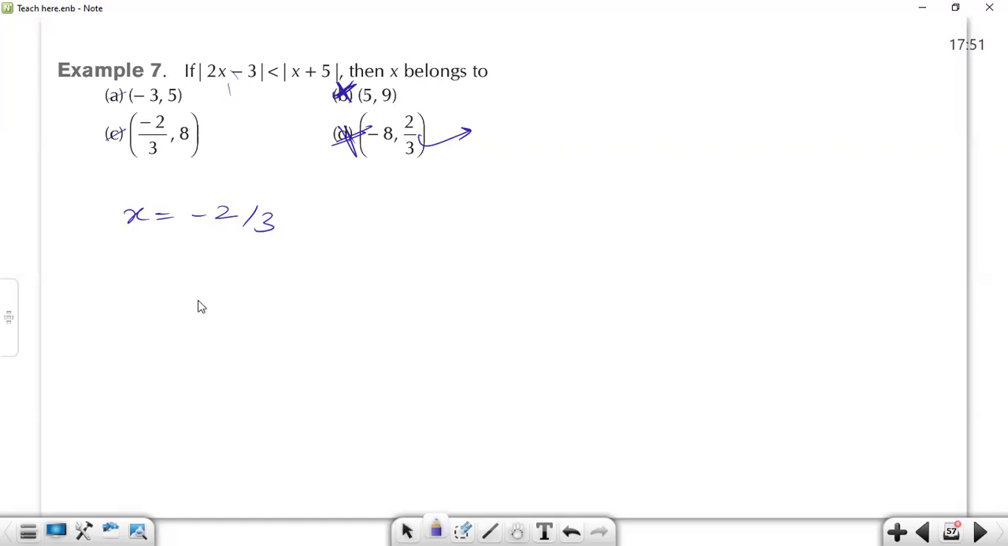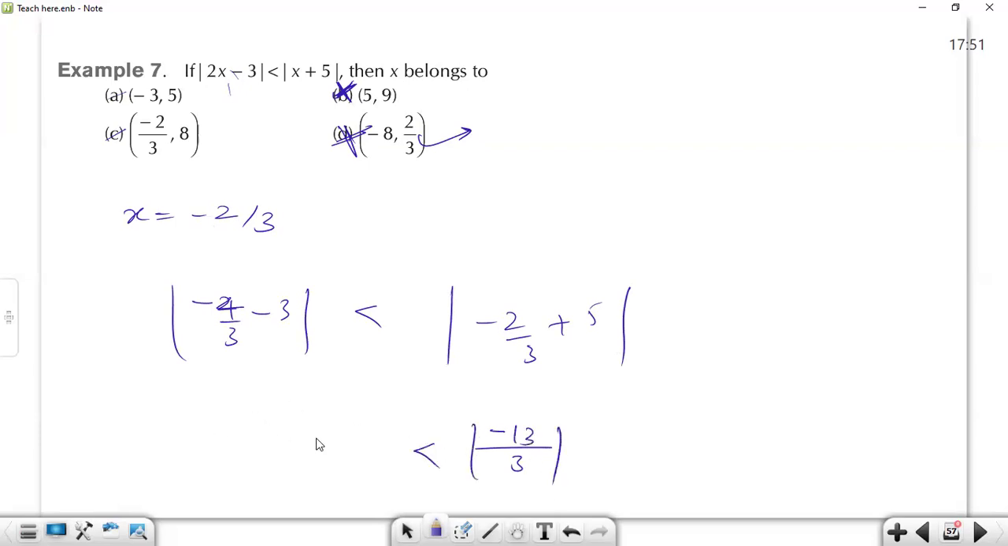On taking this, it becomes minus 4 by 3, minus 3, and x plus 5 becomes minus 2 by 3 plus 5. So this becomes 3 minus 2 plus 15 minus 13. This becomes 3, and this is 4, right? Minus 4 minus 9, this is minus 13 by 3. So this inequality is not staying true here because this has become equal.